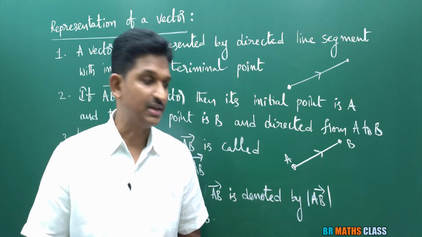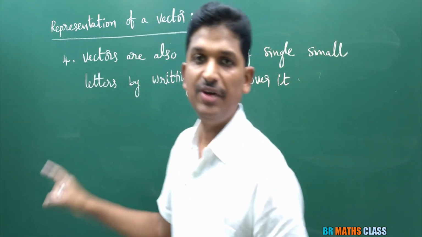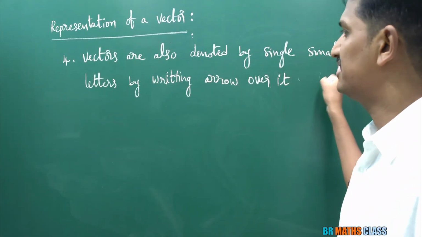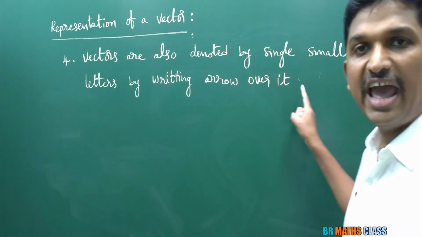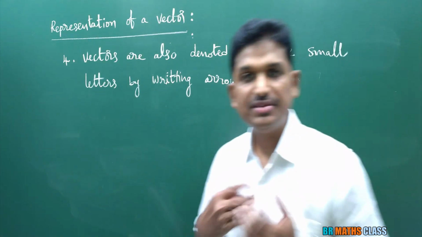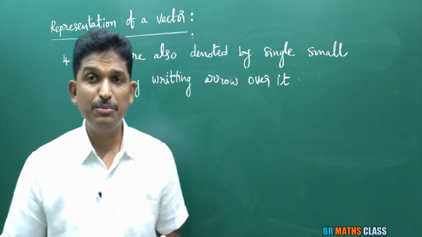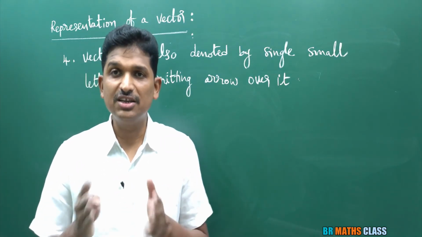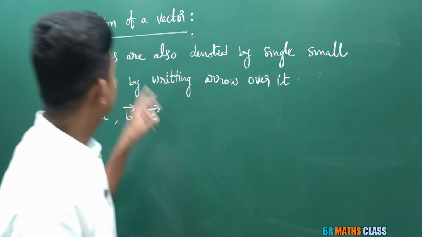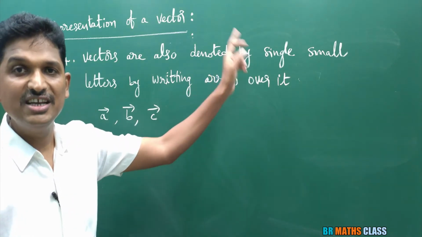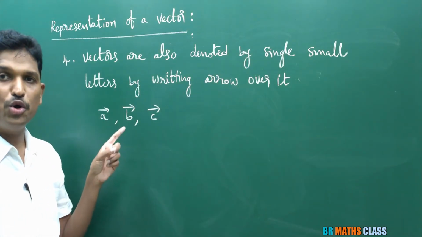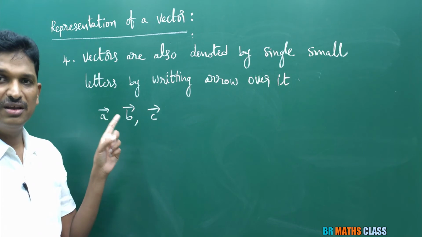Okay. Fourth point. You see this, what is the fourth point? Vectors are also denoted by single small letters by writing arrow over it. You see that A bar is a vector, B bar is a vector, C bar is a vector, like that you will see while doing the problems. Vectors are also denoted by single small letters by writing arrow over it, like A bar, B bar, C bar.